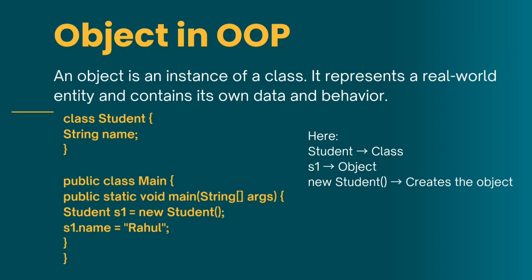Object in OOPS. An object is an instance of a class. It represents a real-world entity and contains its own data and behavior. Here Student is the class, s1 is the object, and new Student() creates the object.